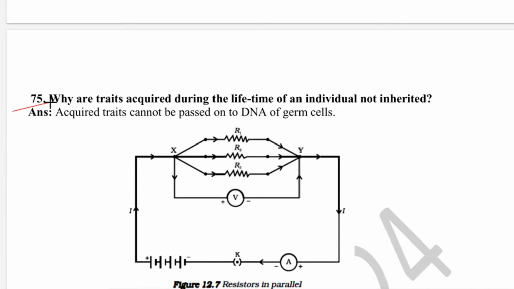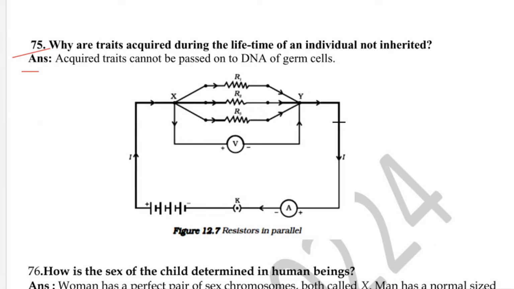Next important question, question number 75. Why are traits acquired during the lifetime of an individual not inherited? The answer is, acquired traits cannot be passed on to DNA of germ cells. One more diagram we are seeing here, important for the examination, resistors in parallel.